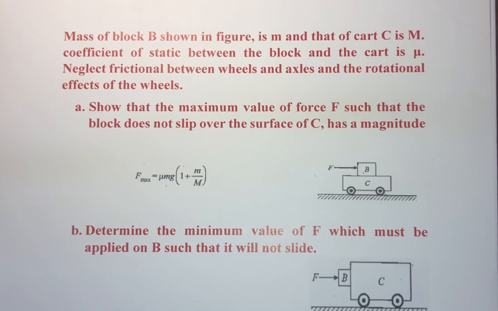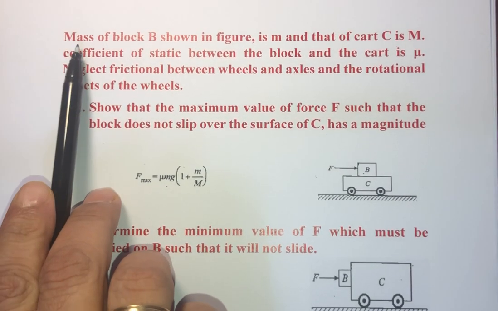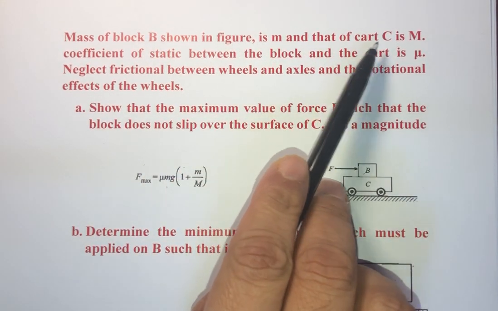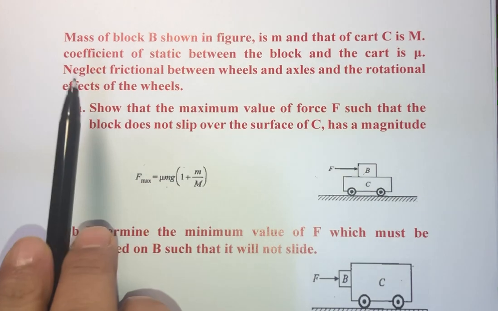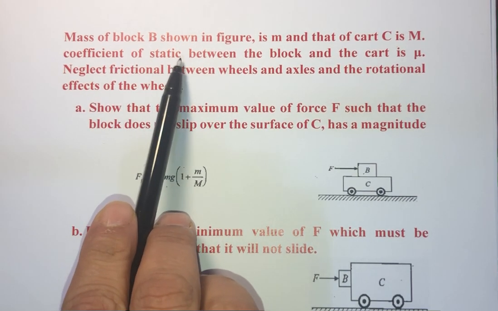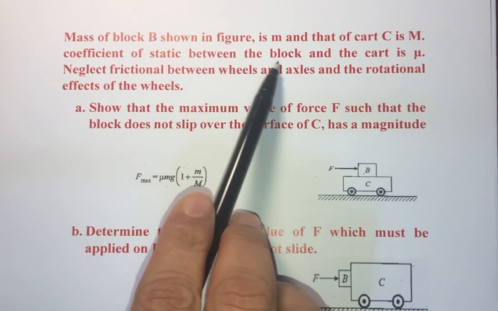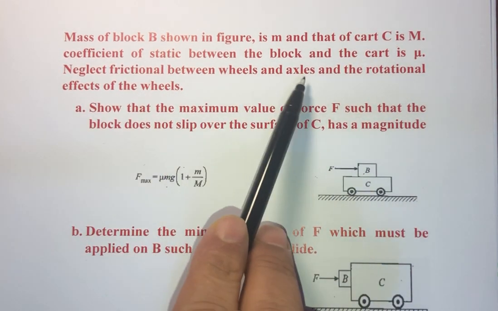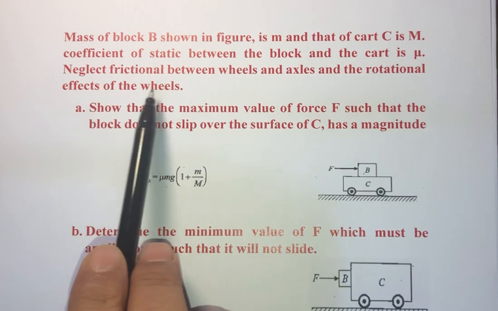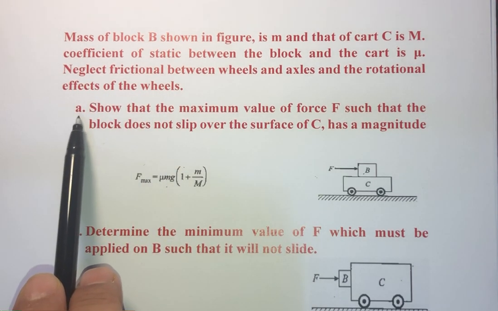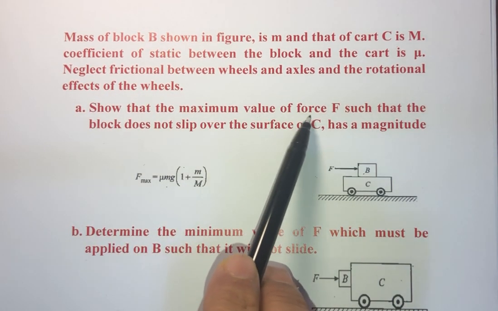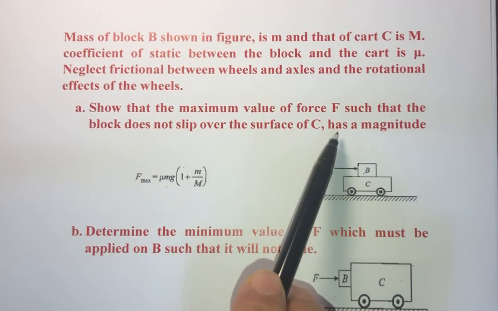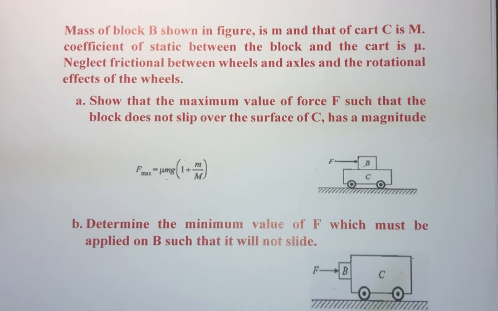Hello friends, so in today's question, mass of block B as shown in figure is small m and that of cart C is capital M. Coefficient of static friction between the block and the cart is mu. Neglect friction between the wheels and axles and the rotational effect of the wheels. Show that the maximum value of force F such that the block does not slip over the surface C has the magnitude given by this formula.